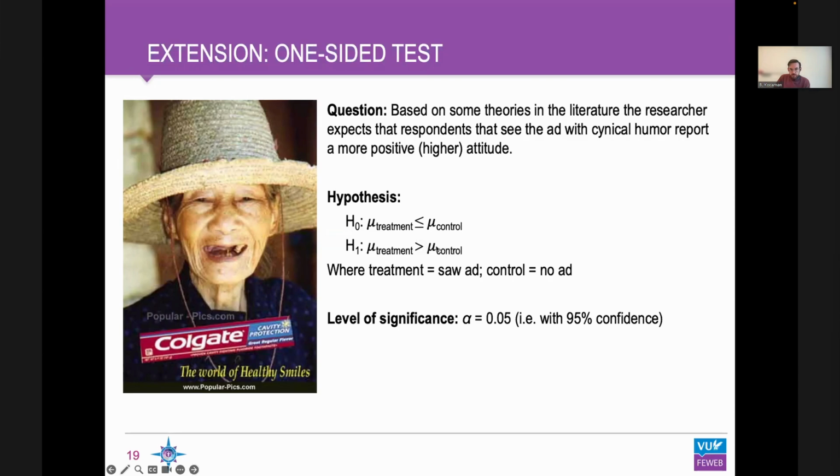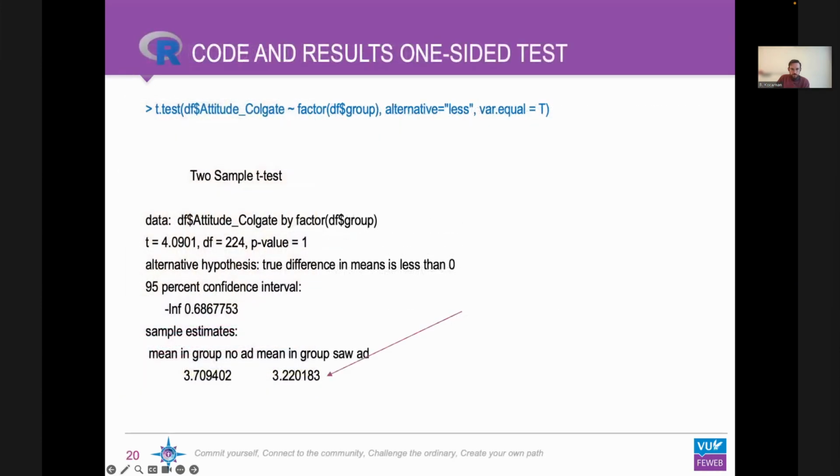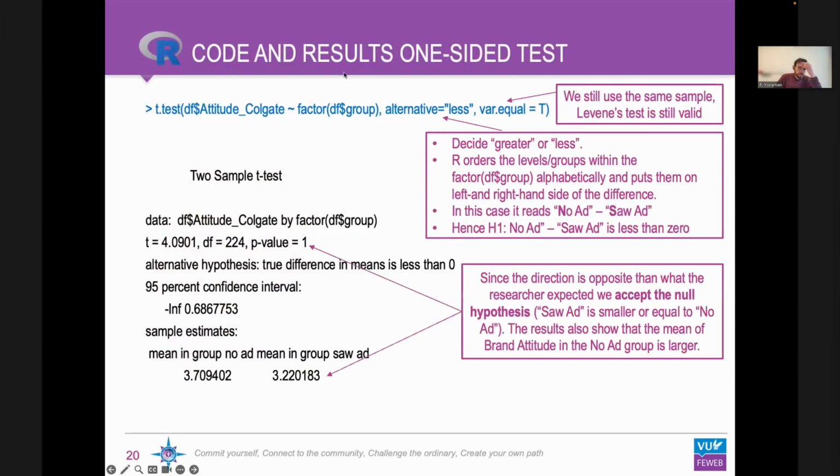Here, then, we assume a directionality, or we are testing a directionality. And then in the null hypothesis, this is the other way around. So the mean in the treatment group is less than or equal to the mean in the control group. The level of significance is 0.05. Okay, if we quickly go over this.